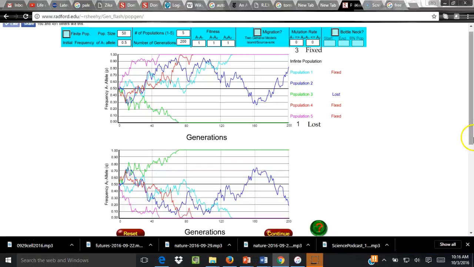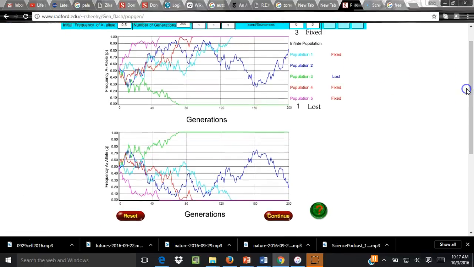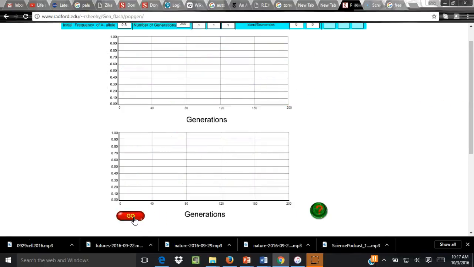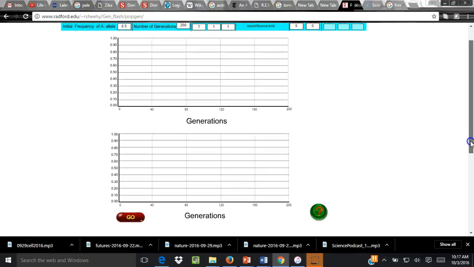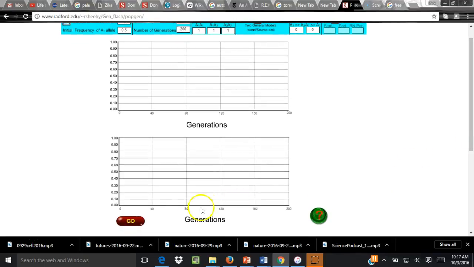Okay, what if we increase the population size? What if we went up to 500? Do we think we'd have more or less genes getting fixed? Well, hopefully you answered fewer genes getting fixed or lost, because the effects of luck are reduced when population sizes are greater. Oh, great, now it's really slow.